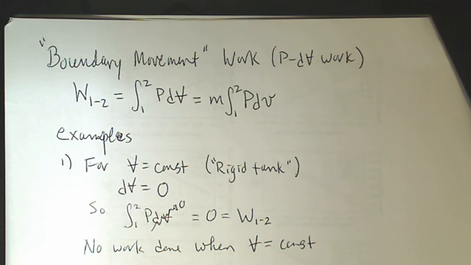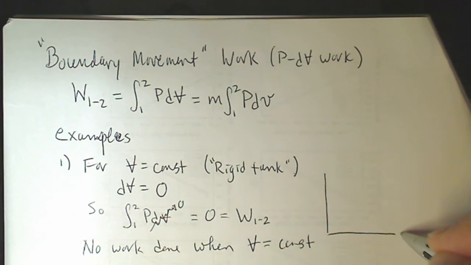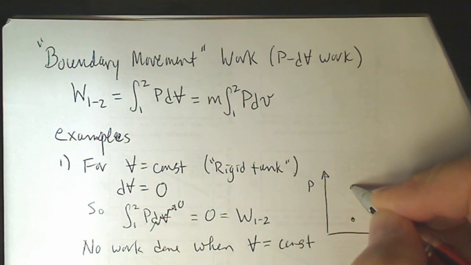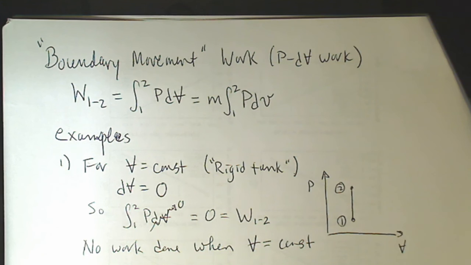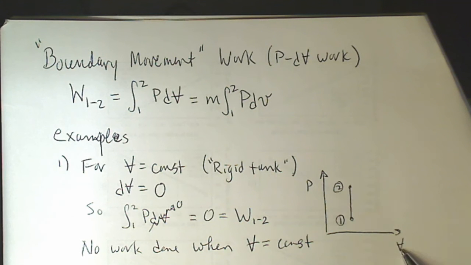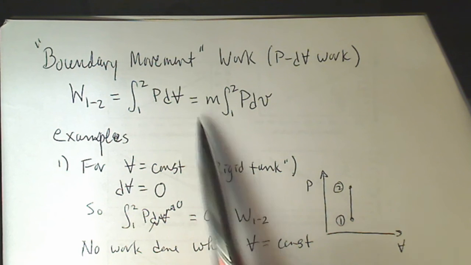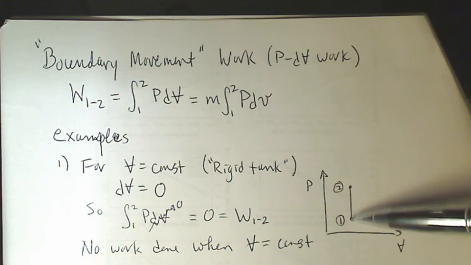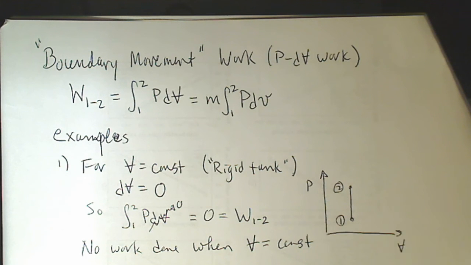Okay, well, next let's consider, as you wish, we can think about this on our PV diagram. And this could be pressure versus specific volume as well as pressure versus total volume. But this integral represents the area under this curve. So what is the area under this curve? Well, this curve is just a vertical line, and so there is no area under this curve. So the work is 0.